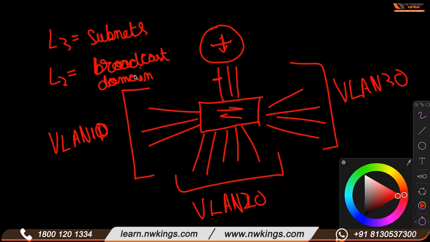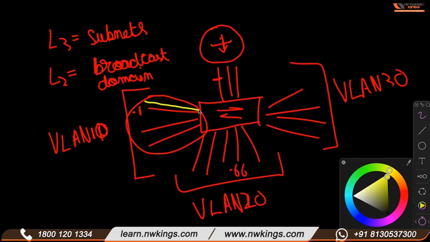So when you create VLANs, the broadcast messages stay within that VLAN. They won't go outside. Now, let's say a device here, dot one, has to talk to a device here, dot 66. You know what is going to happen? Let me tell you.